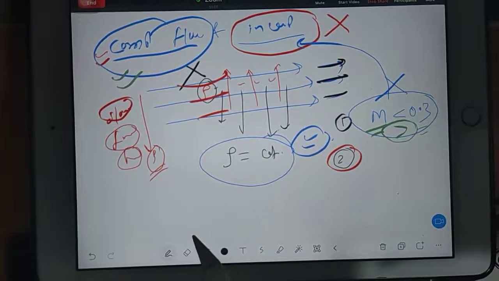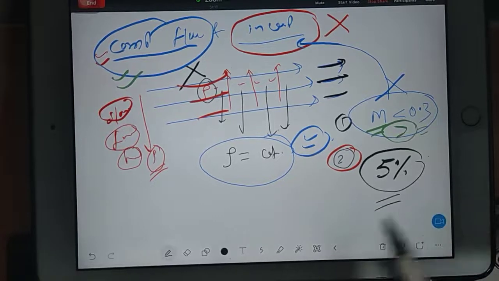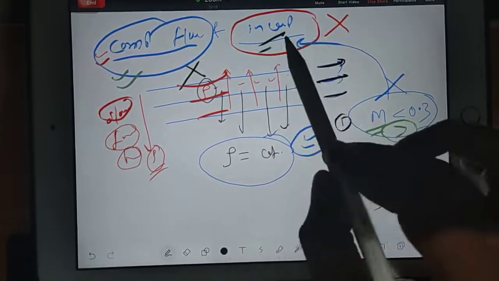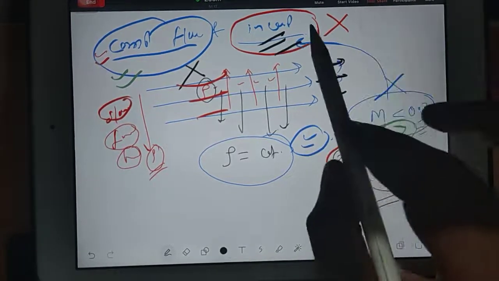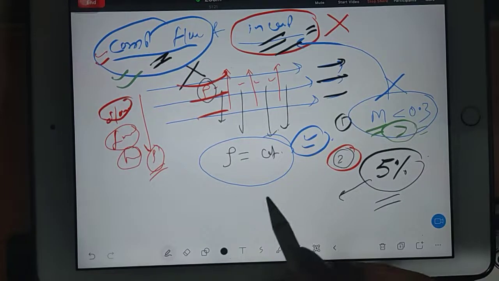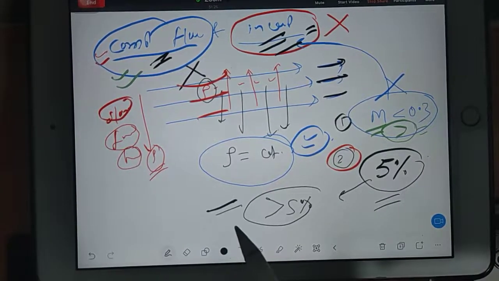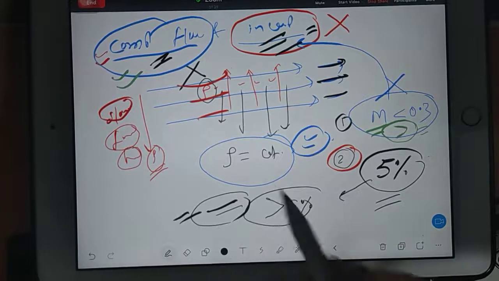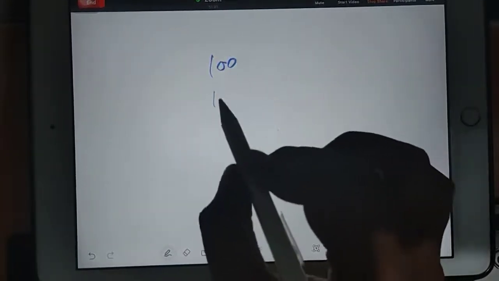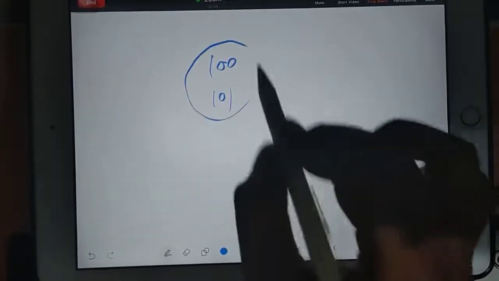But we consider that if density changes only 5% or less than 5%, then we say okay, density is not changed. Then we say incompressible flow. We consider compressible flow if and only if the change in density is more than 5%. Not density, change in density. Suppose your density was 100 and now density became 101. So how will you find the change?